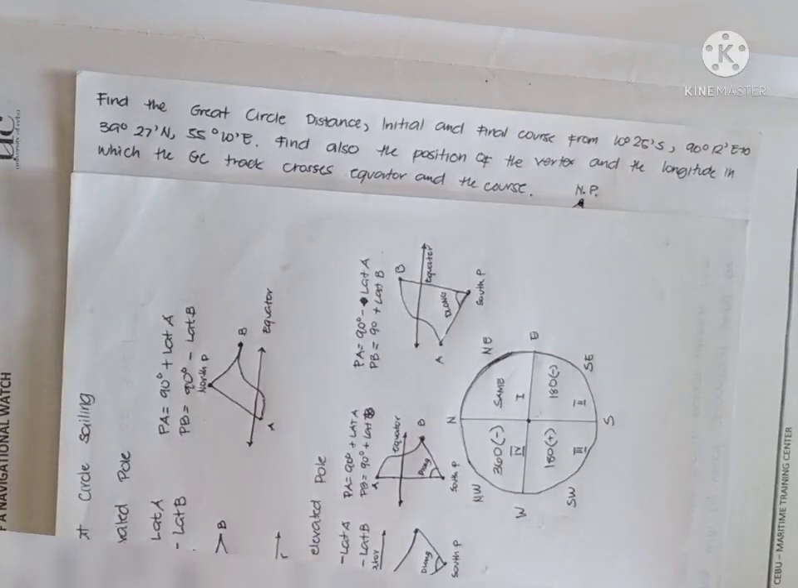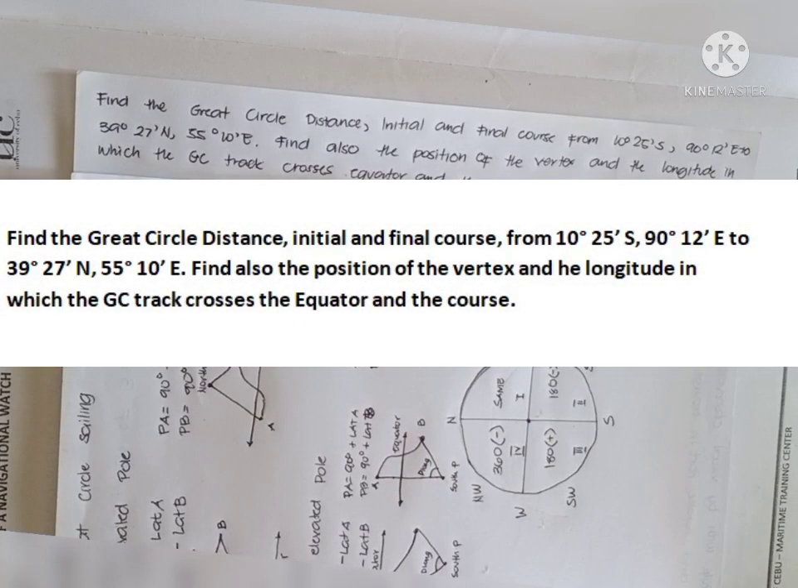So here is the problem. Find the great circle distance, initial and final course from 10 degrees 25 minutes south, 90 degrees 12 minutes east to 39 degrees 27 minutes north, 55 degrees 10 minutes east, and find also the position of the vertex and the longitude in which the GC track crosses the equator, and the course.